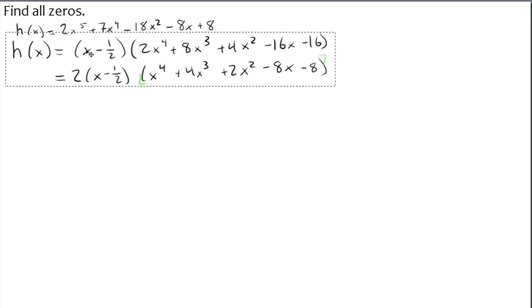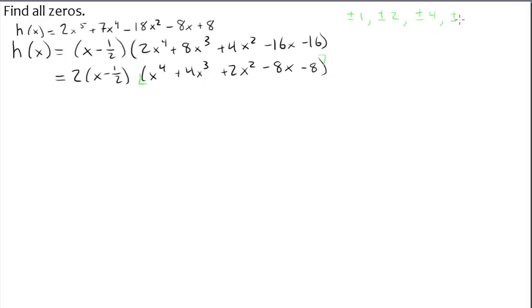And we'll work with this now. Okay, so I'm thinking the same thing. We still know our roots of this are going to be negative 8 divided by 1. So our roots could be plus or minus 1, plus or minus 2, plus or minus 4, plus or minus 8. So let's do some more synthetic division.